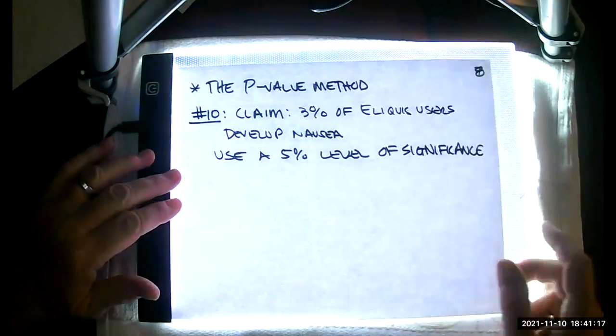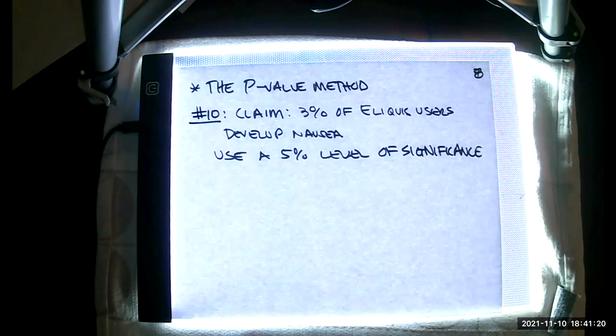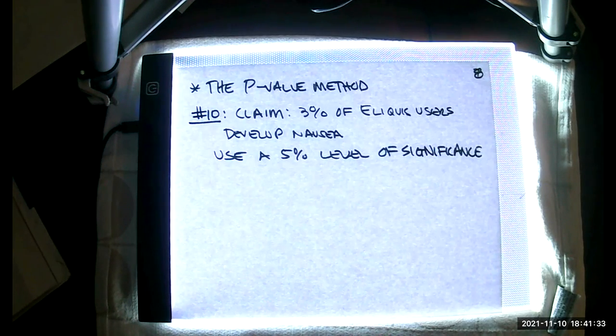So this is where I'm going to use the p-value method. This is actually one of your homework problems. This is number 10. There is a claim that 3% of Eliquis users, Eliquis is a drug to control clotting. People who are at risk of stroke use Eliquis. And I should have noted the detail there. We're going to use a 5% level of significance to test the claim that 3% of Eliquis users develop nausea. So let me take a look at the data, make sure I get the data in here right, and then we'll take care of that test.